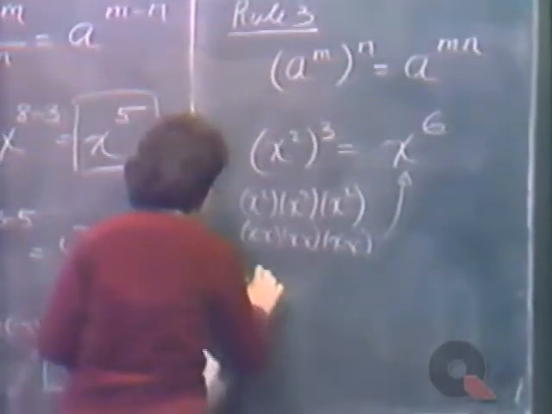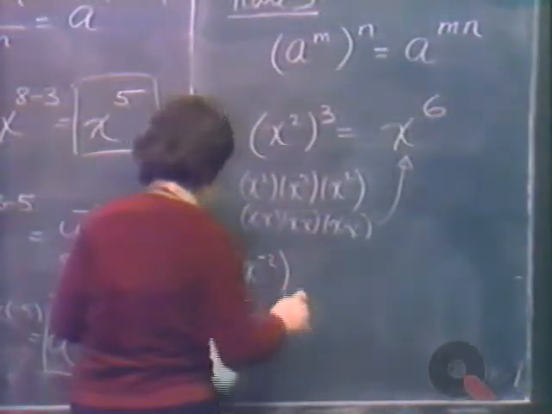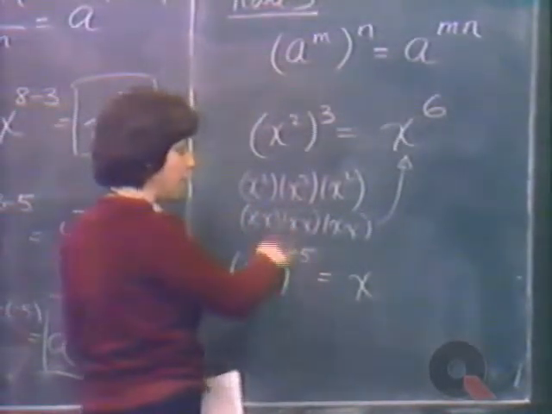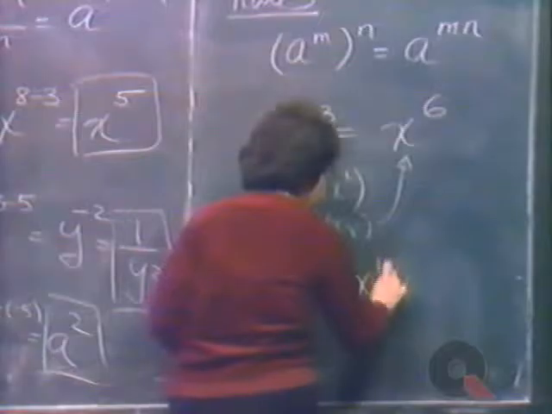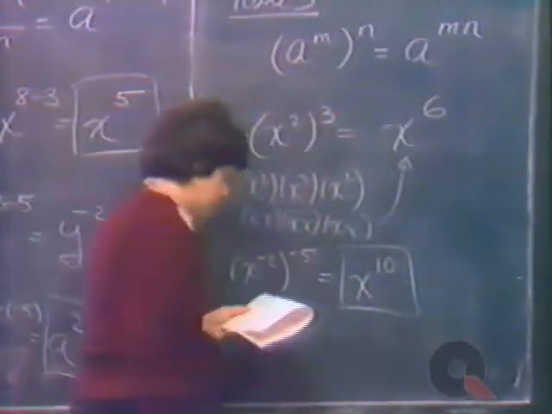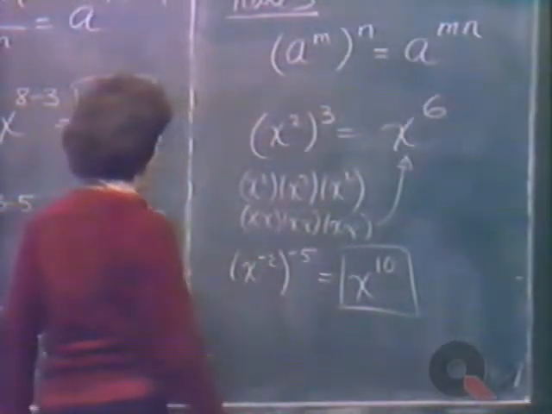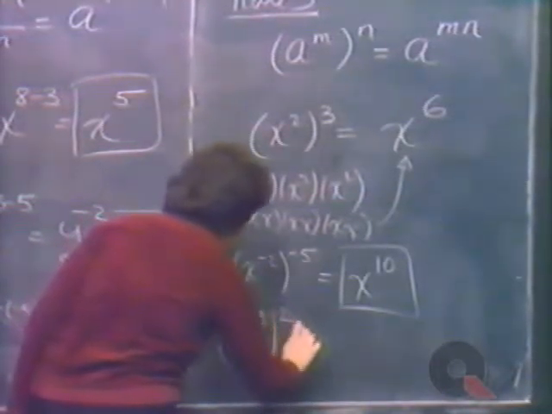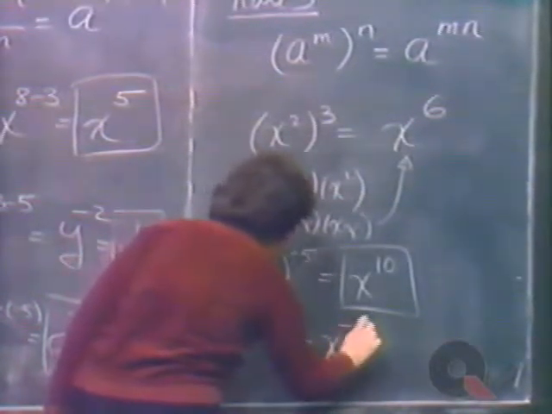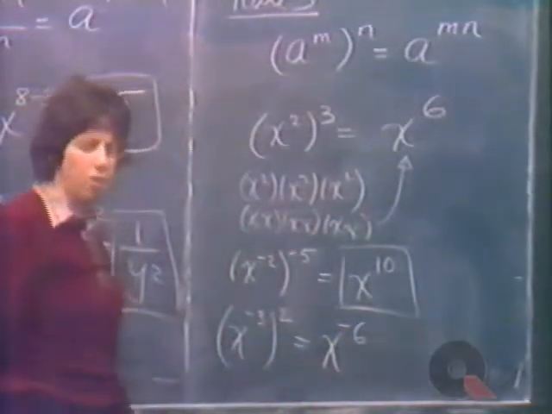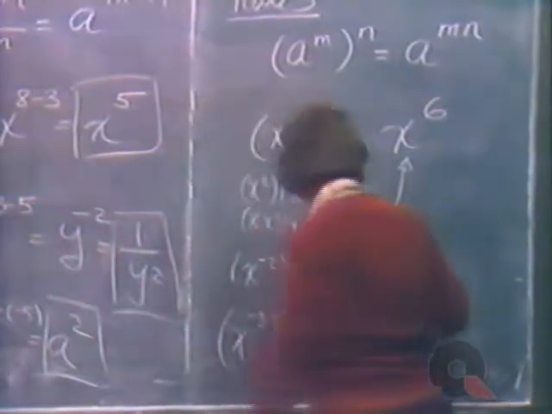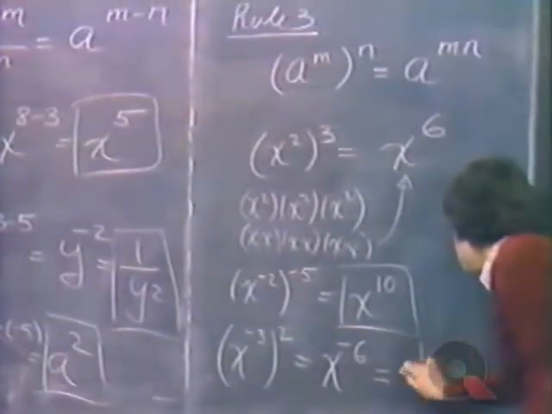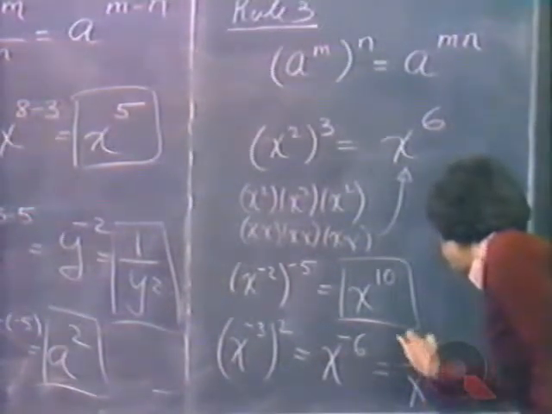Okay, x to the minus 2 to the minus 5th power. This gives you x to the minus 2 times minus 5, x to the plus 10, x to the 10th power. And if you have x to the minus 3 squared, this is x to the minus 6. Once again, we are multiplying the powers. And in keeping with our tradition of writing the answers with positive exponents only, this is 1 over x to the 6th.